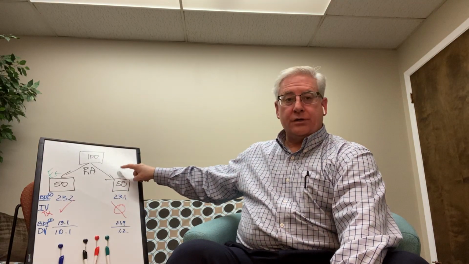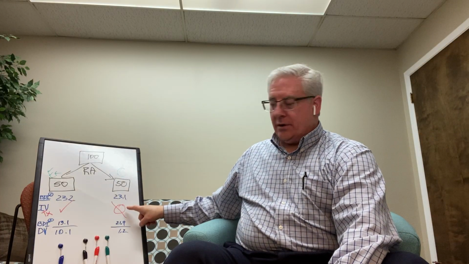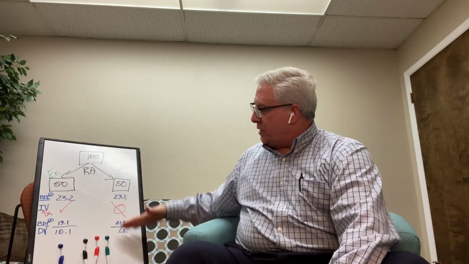So we start out with 100 people. That's our group of subjects. We randomly assign people to experimental and control group. How do we know the experimental group is the experimental group? Because they get the independent variable or the treatment. How do we know the control group is the control group? Because they don't get the treatment or the independent variable. And then we measure to see if there's a difference between the two groups.